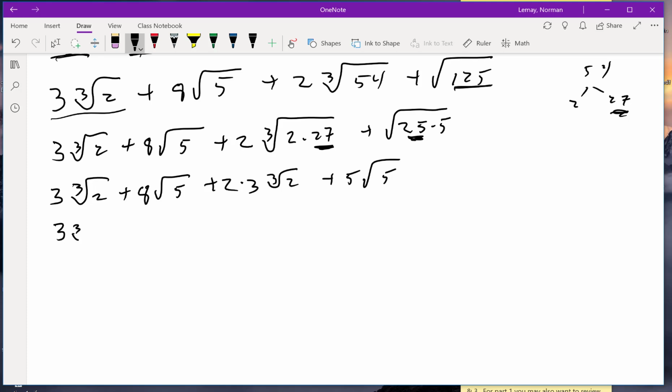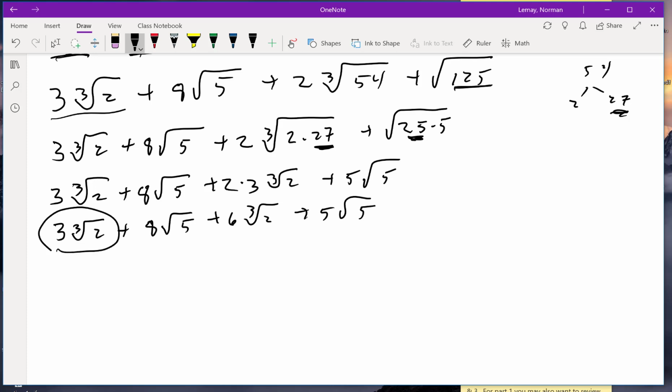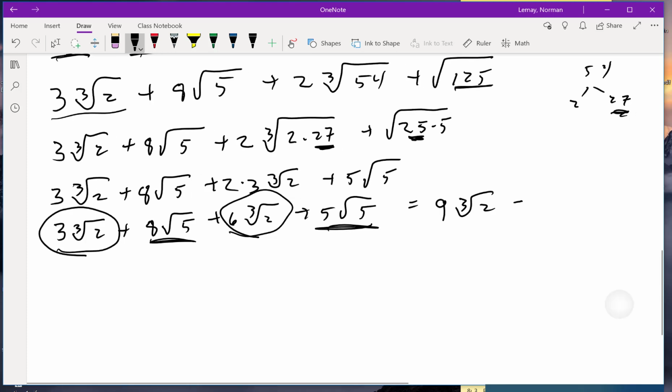So I get 3 cubed root of 2 plus 8 square root of 5 plus 6 cubed root of 2 plus 5 square root of 5. So again, we notice that I could take this, combine it with this, for a grand total of 9 cubed roots of 2. And I can take 8 square roots of 5 and 5 square roots of 5 for a grand total of, plus, let's see, 8 and 5, 13 times the square root of 5. Okay.